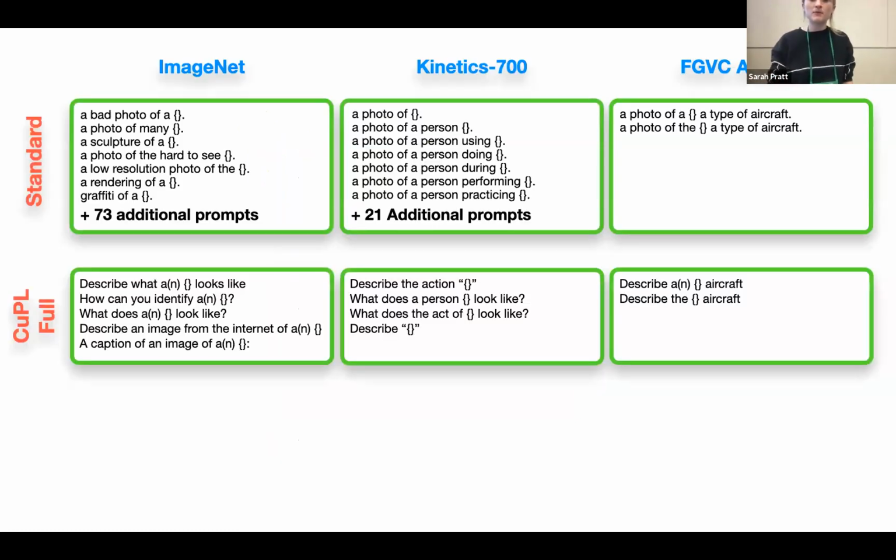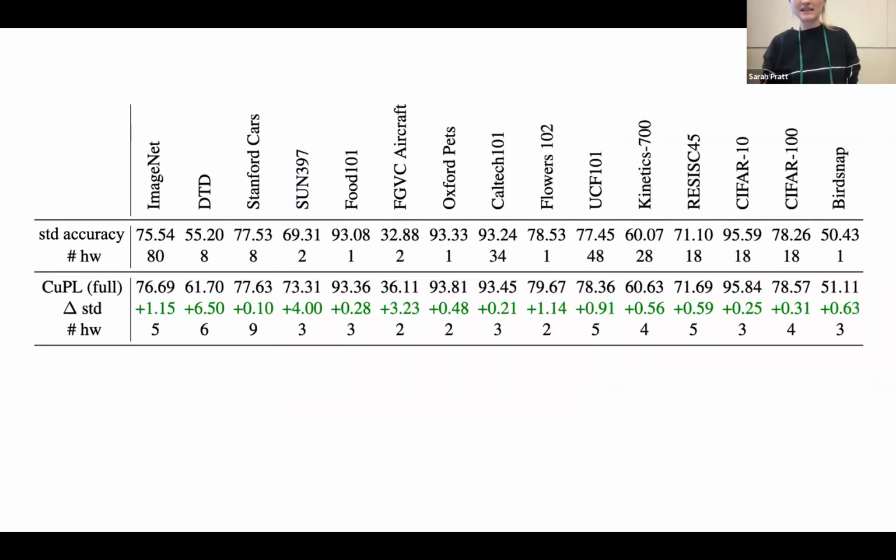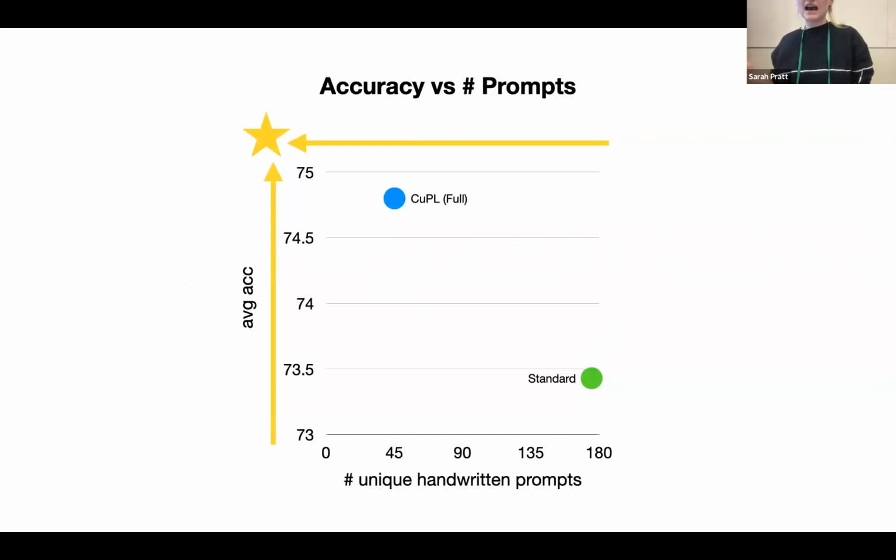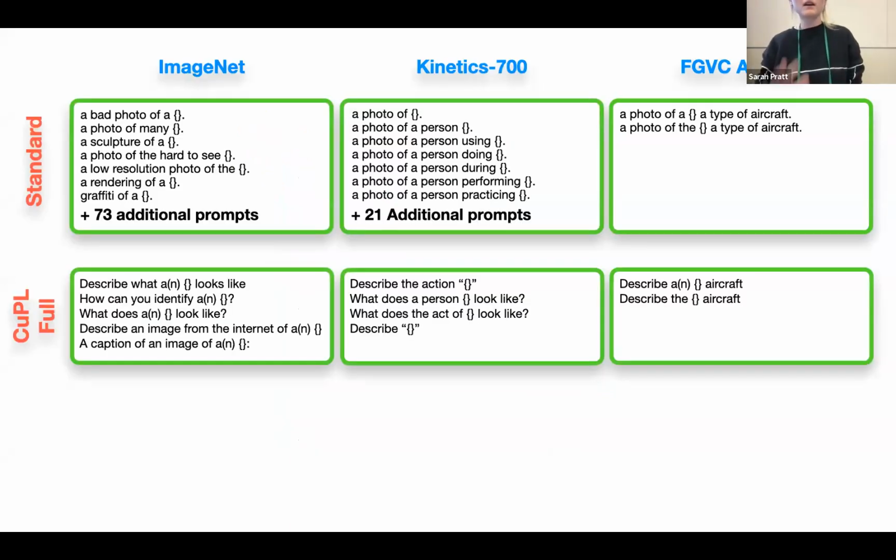And here are the prompts we came up with in order to prompt the LLM to generate descriptions. So we have 5 for ImageNet, 4 for Kinetic 700, and 2 for aircrafts. And we did this for the 15 different data sets, and here are our results. We see a higher accuracy on every single data set with more than 1 percentage point gains on ImageNet, 6 on describable textures, and 4 on Sun, which is a scene classification data set. And we can see now we have significantly higher accuracy on average, increasing 1.4 percentage points on average across all the data sets, while also requiring way fewer handwritten prompts overall.